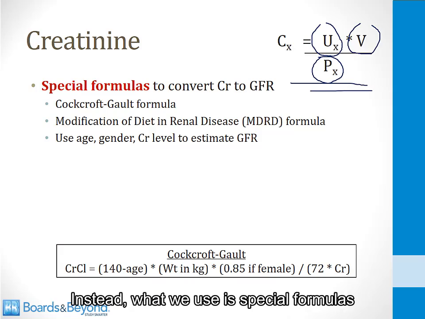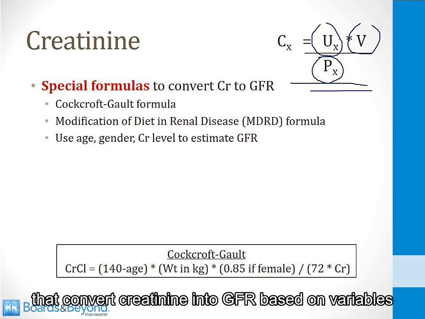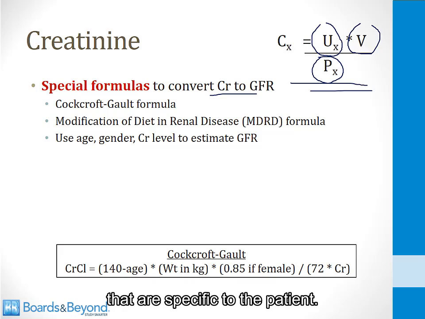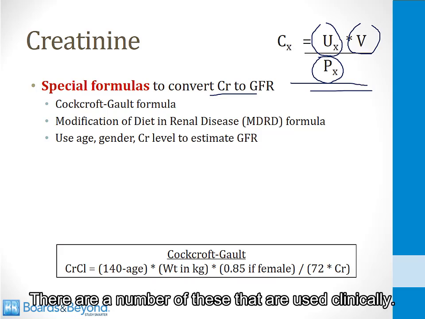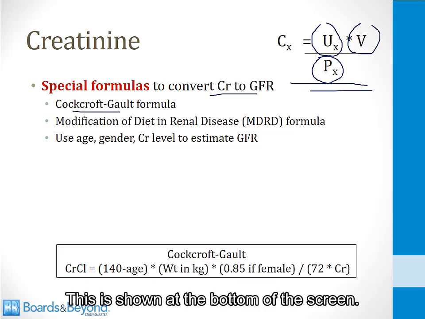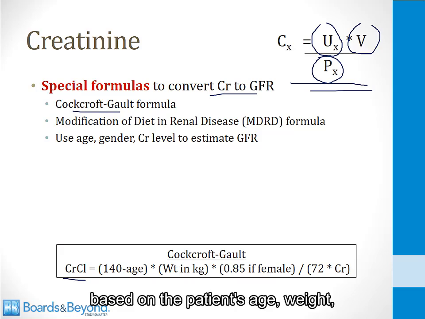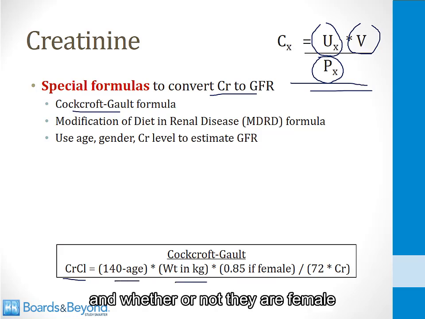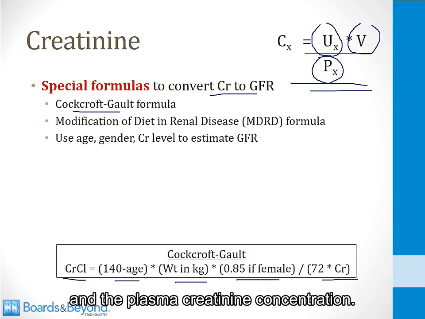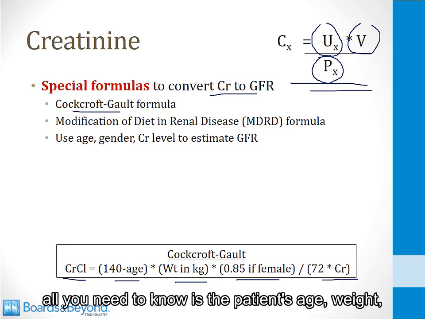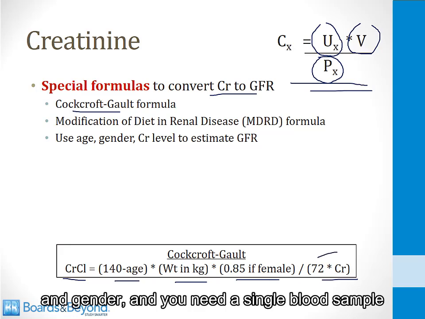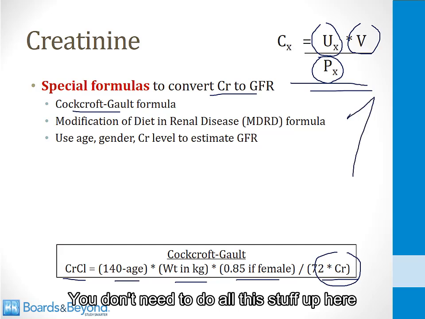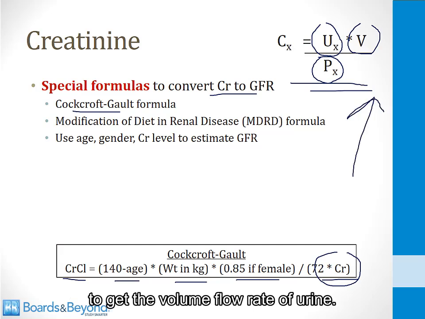Instead, what we use is special formulas that convert creatinine to GFR based on variables that are specific to the patient. There are a number of these that are used clinically. One's called the Cockcroft-Gault. This is shown at the bottom of the screen. It estimates the creatinine clearance based on the patient's age, weight, and whether or not they are female, and the plasma creatinine concentration. So to use this, all you need to know is the patient's age, weight, and gender, and you need a single blood sample to measure the creatinine. You don't need to do all this stuff up here to get the volume flow rate of urine.